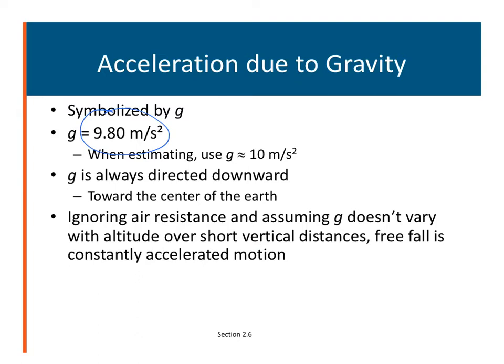And it's always directed downward toward the center of the Earth, because that's where the Earth's gravity is pulling from the center. We consider all the mass to be gathered at the center. And we're going to ignore air resistance for the most part, because it is fairly negligible and small compared to the acceleration due to gravity. And even though it does technically change as we get farther away from the Earth's surface, as long as our vertical distance from the Earth's surface is minimal, then we will say that the acceleration is constant throughout.